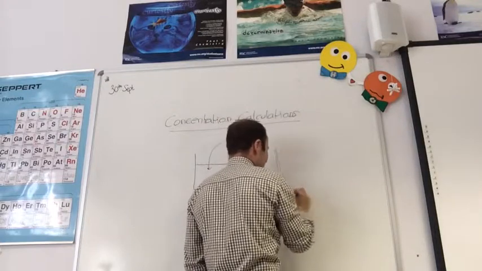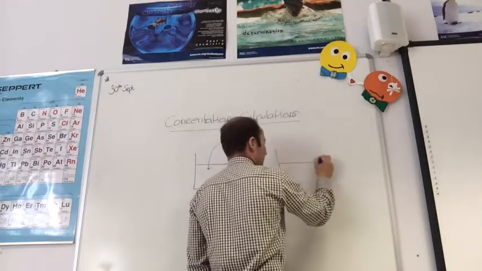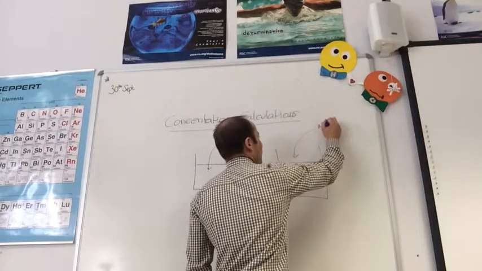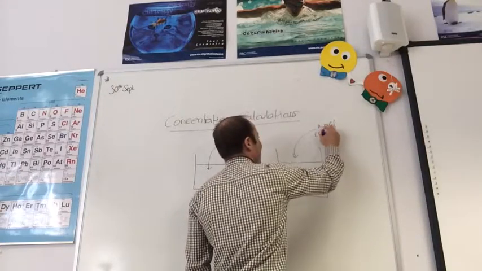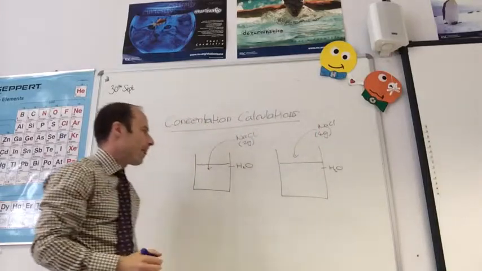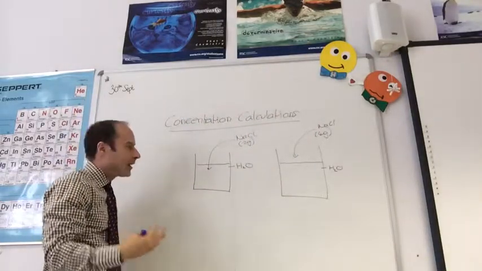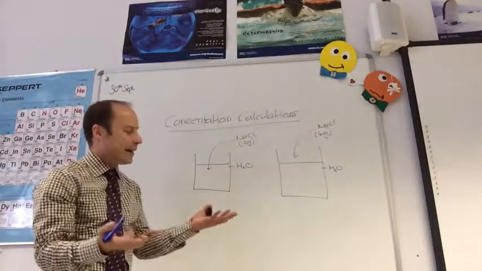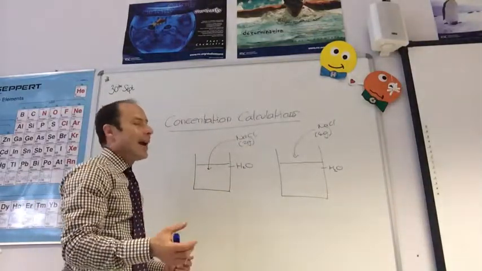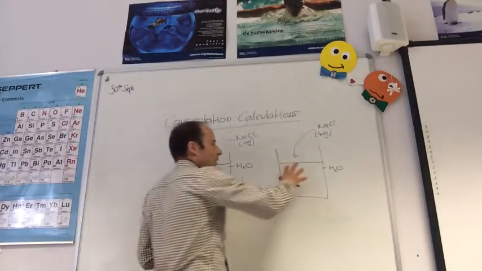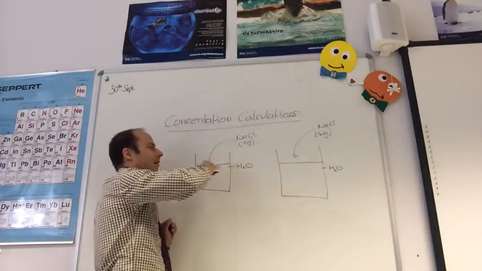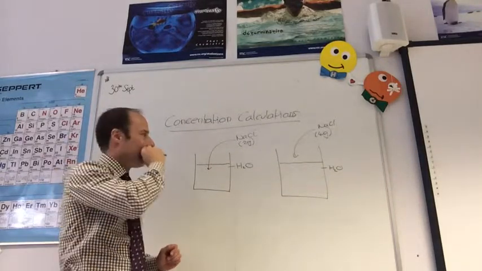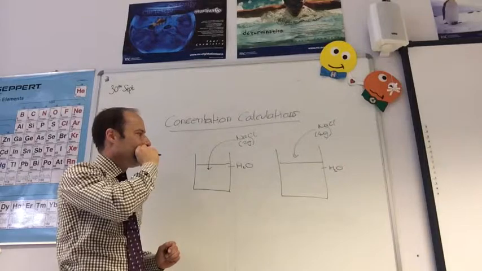I could take another beaker, again with water in it. I could add in some sodium chloride, but this time I can add in 4 grams. How would I be able to communicate to you the difference? Because all I'll be giving you, once I've done that, is 2 beakers of salty water. How could I communicate to you how much sodium chloride is in there and how much sodium chloride is in that one? The 4 grams of sodium chloride would be more of a concentrated solution.